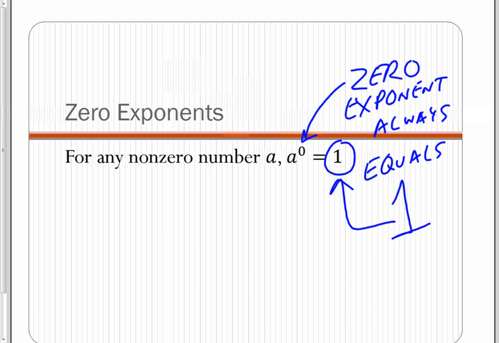This is our easiest rule. If you see a power of 0, it does not mean 0. What does it mean? It means 1.